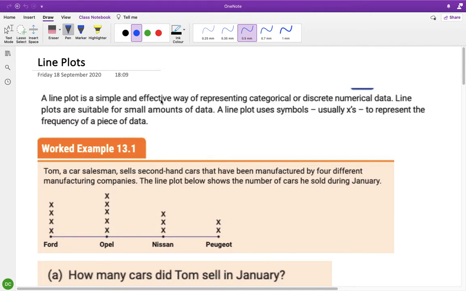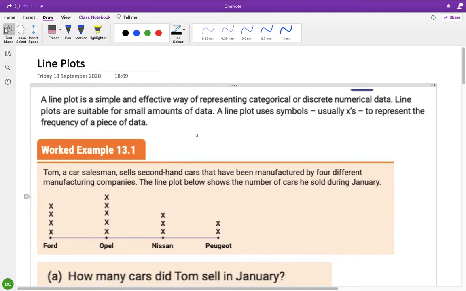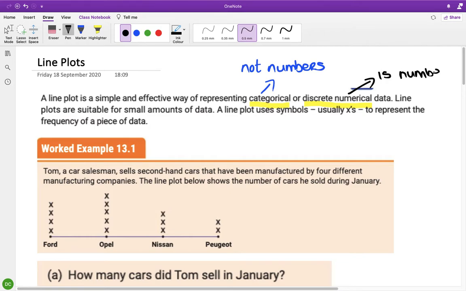So a line plot is a simple and effective way of representing categorical, so this is important, categorical or discrete numerical data. Okay, so if you remember, categorical data was when it's not numbers, and numerical is when it is numbers, and then discrete was when there were no decimal places, they were like counting numbers.